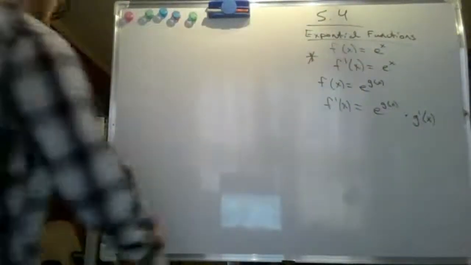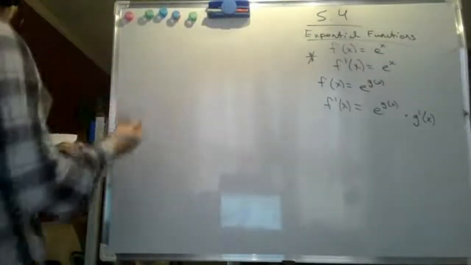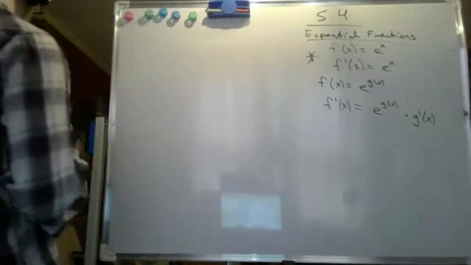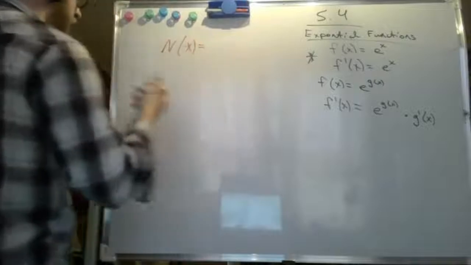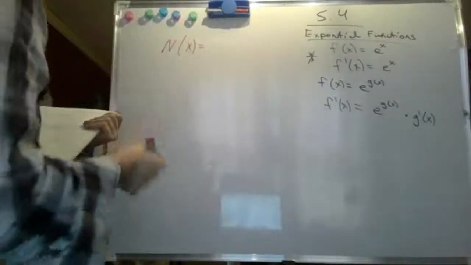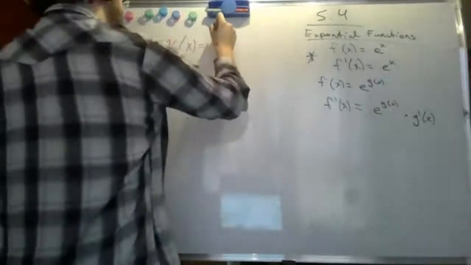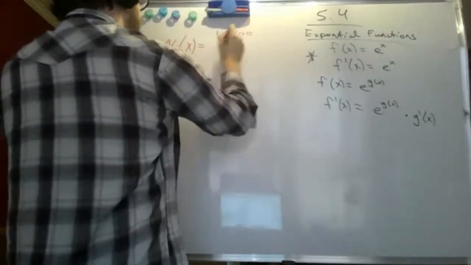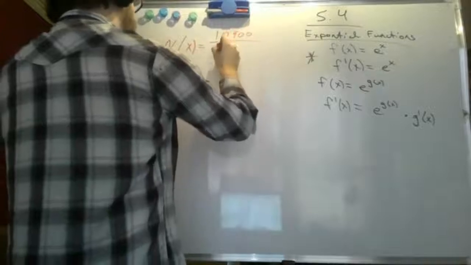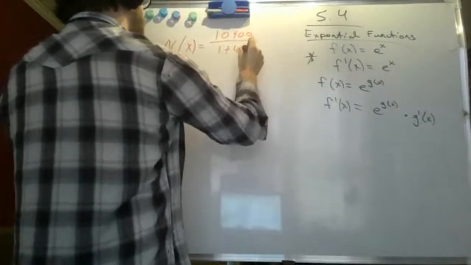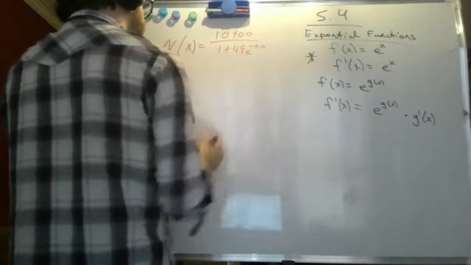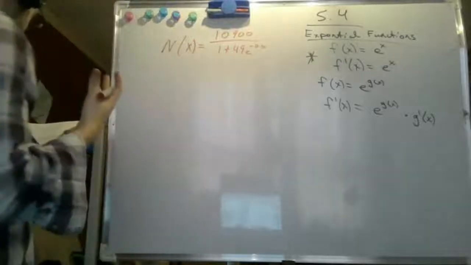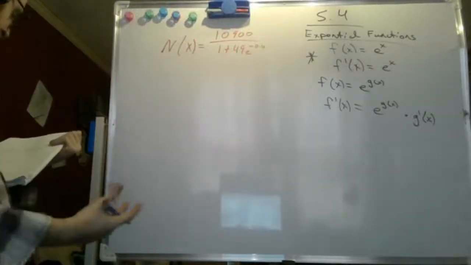So here we go. The population of an unknown bacteria in an experimental culture is estimated by the population function. So they're giving us a function to estimate how many bacteria cells are alive in this culture based on time, x. So this equation is 10,900 divided by 1 plus 49 times e raised to the negative 0.1 x. And this is where x is the number of hours after the experiment begins.